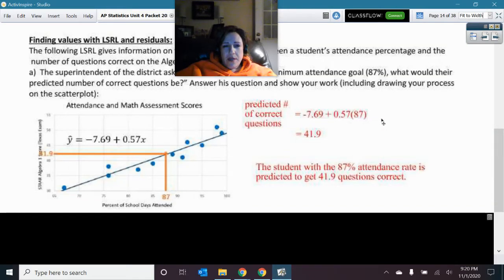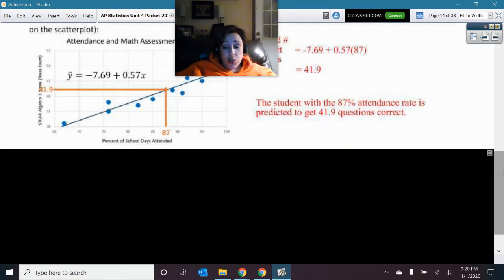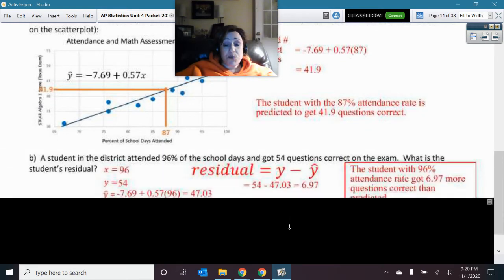All right, here's this bottom where I had asked you to stop and read these questions and try them. Of course, this first one, you were just predicting the number of questions correct with that 87% attendance rate. So you got a predicted 41.9 questions correct. And you can say 41.9 because it's predicted.